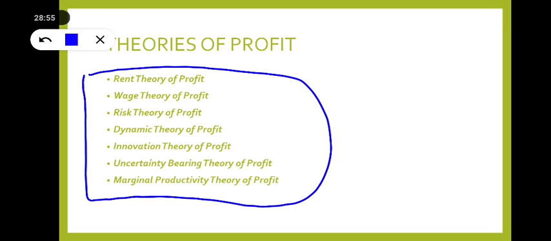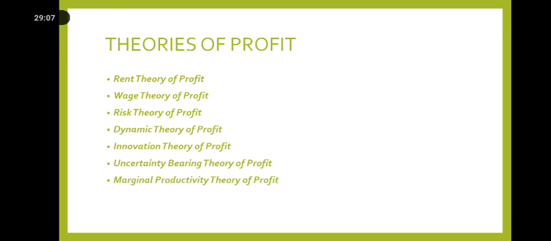None of the theories is satisfactory. Each theory explains profits in terms of one function rather than in terms of all functions. Economists are of the opinion that it is very difficult to state an adequate theory of profit.